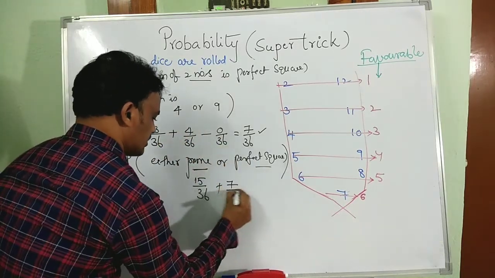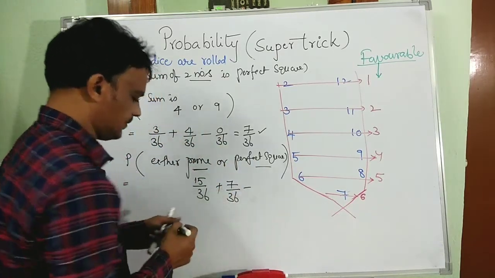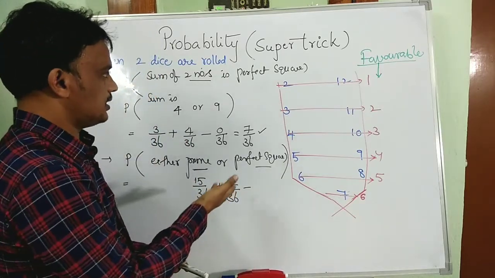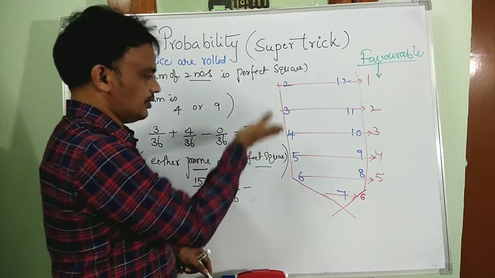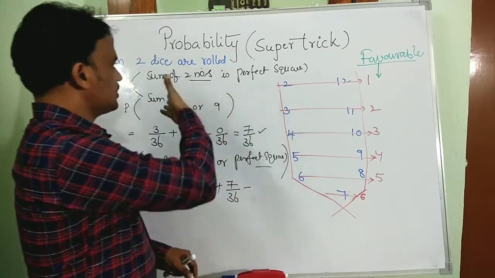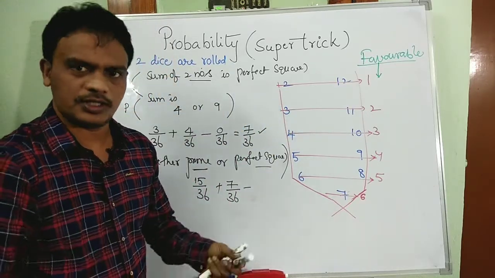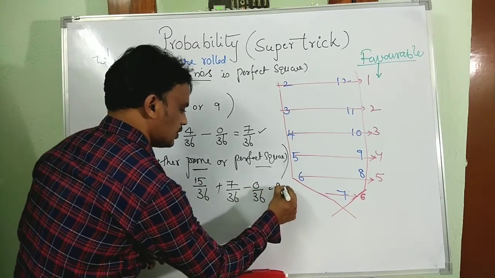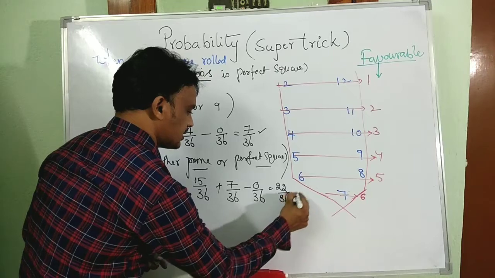Just now we got that done: 7 by 36, minus the intersection part. Is there an intersection? The sum of the 2 numbers being both a perfect square and a prime number at the same time has no chance, 0 out of 36. So the answer is 22 by 36.